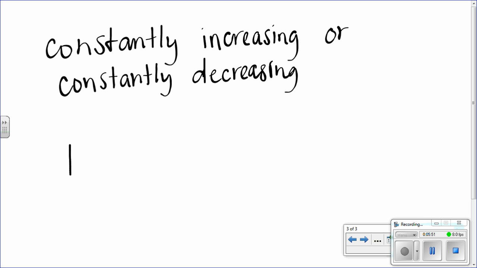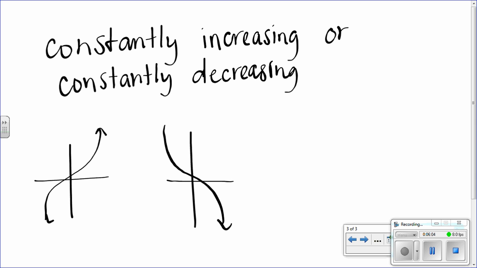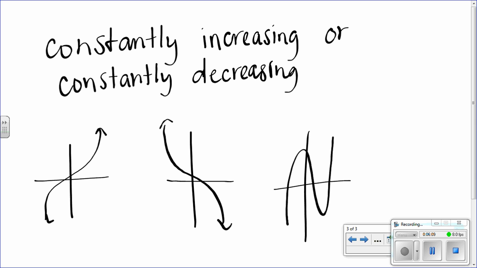Which means functions like a cubic, you can have one, but it has to always be increasing, or it has to always be decreasing. You know the ones that we have that are lumpy? That's not going to have an inverse.